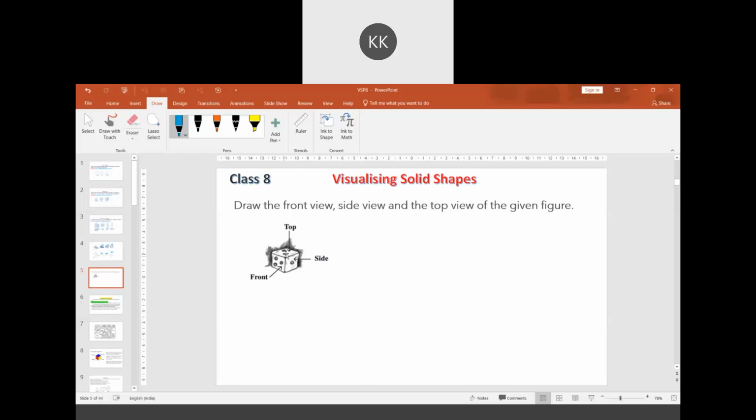If this is the given figure, on the top you can see there are two dots. On the front, there are three dots. On the side, there is one dot. So the front, side, and top views will be like this.